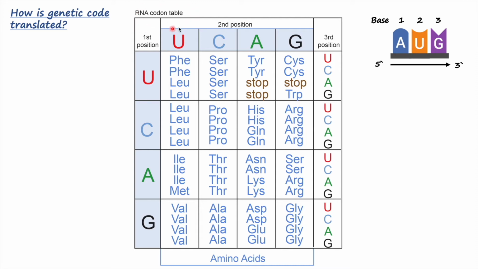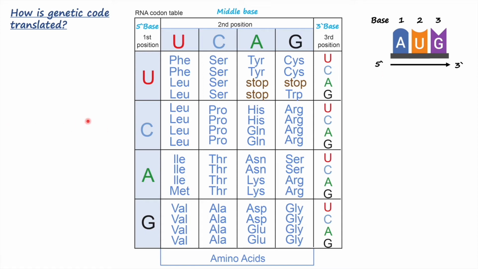This is also called the RNA codon table. So here this is the first position. Consider this is also the first position. This first position is also called the 5' base because this position is located close to the 5' end on mRNA. The middle nucleotide base is the second position, also called the middle base. And the last base, which is the third position, is called the 3' base because it is located close to the 3' end on mRNA.